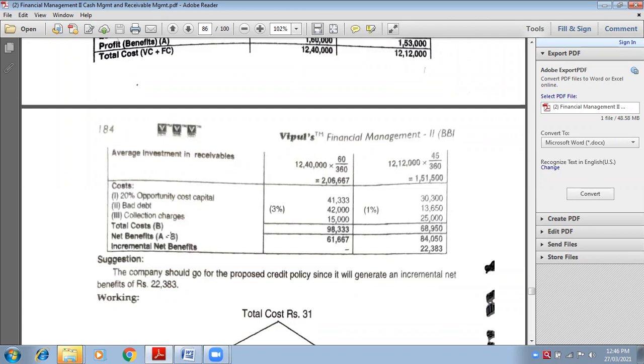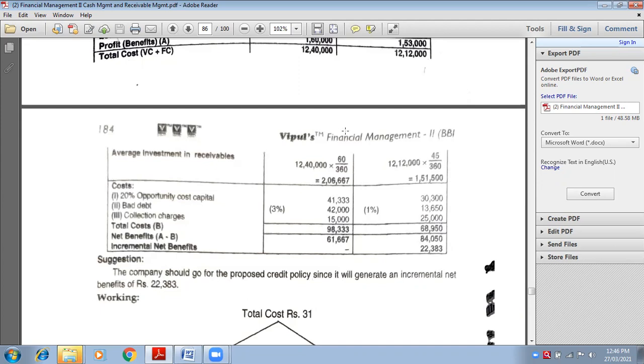Then now what you have to do? A minus B. You will get net benefit. Now you have to compare which net benefit is highest. So in the second, the proposed policy, the net benefit is highest, 84,050. Then you need to suggest that this proposed policy is beneficial for the company. Why? Because it's giving you the highest net benefit and also the incremental net benefit of rupees 22,383.